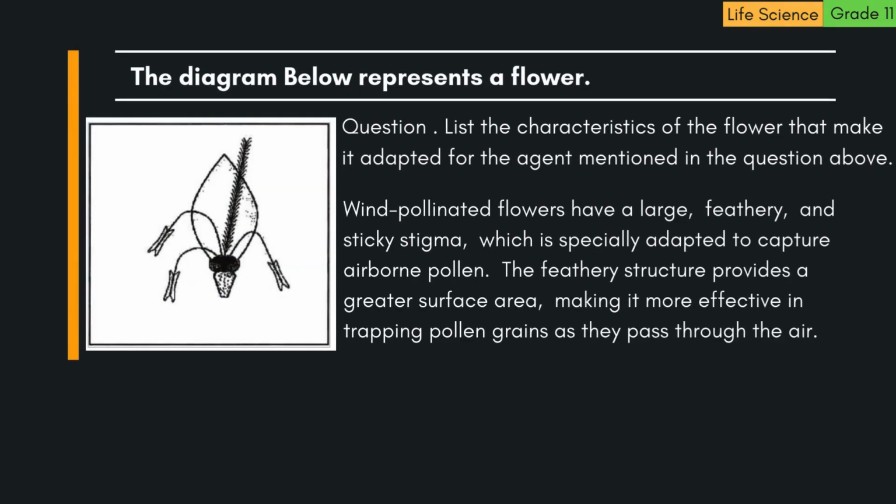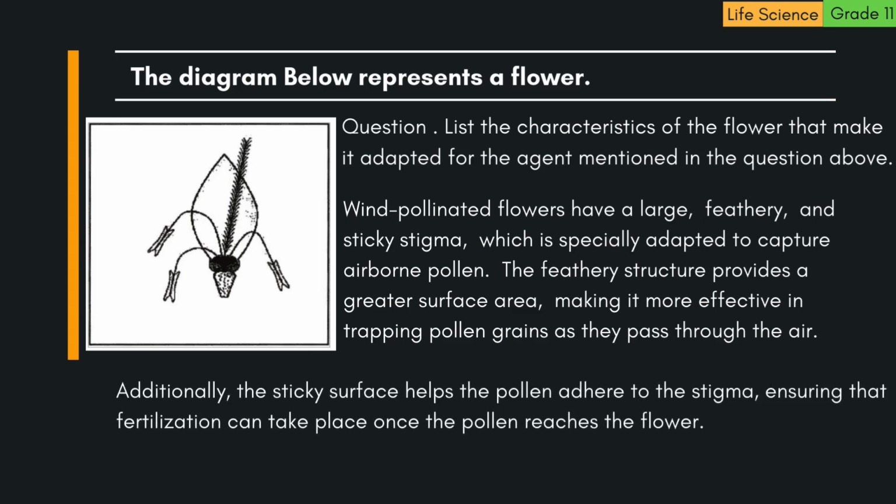2. Wind-pollinated flowers have a large, feathery, and sticky stigma, which is specially adapted to capture airborne pollen. The feathery structure provides a greater surface area, making it more effective in trapping pollen grains as they pass through the air. Additionally, the sticky surface helps the pollen adhere to the stigma, ensuring that fertilization can take place once the pollen reaches the flower.